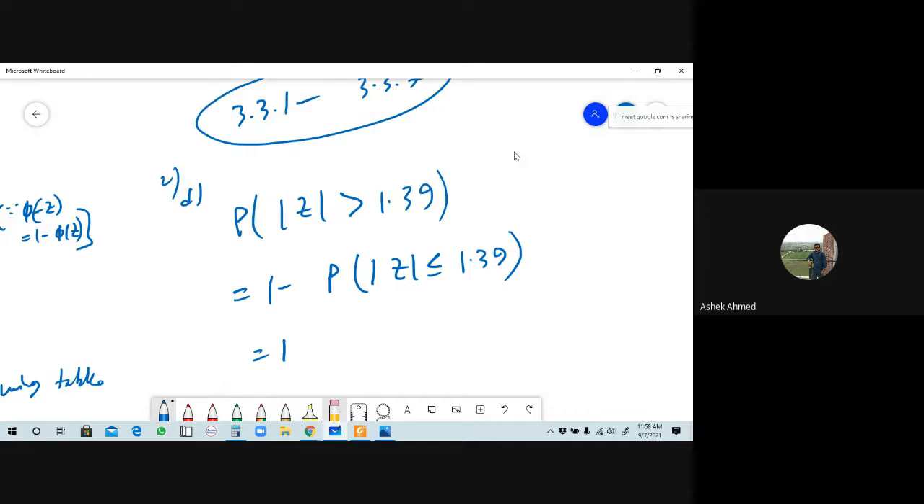So this will be 1 minus, what will it be? Probability of... now tell me the value of the absolute value of x less than a. What was it? Minus a is less than x is less than plus a, is it right? So that will be minus 1.39 less than or equal to z less than or equal to 1.39, is it right? Respond to me.